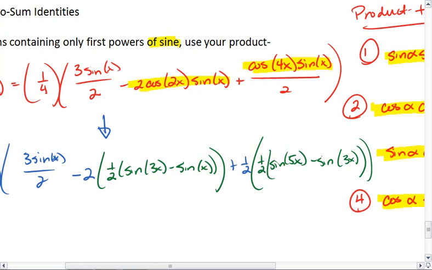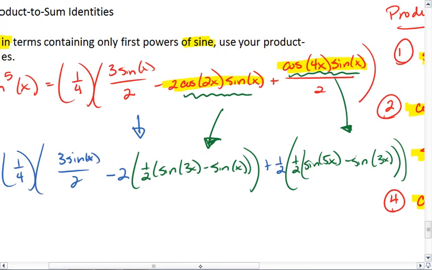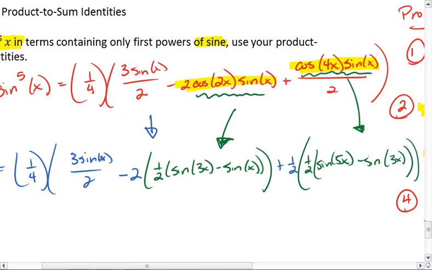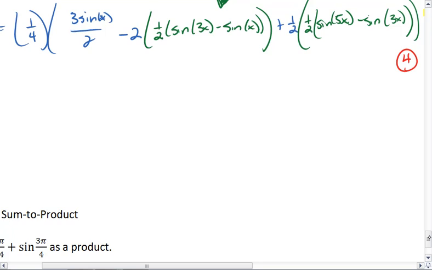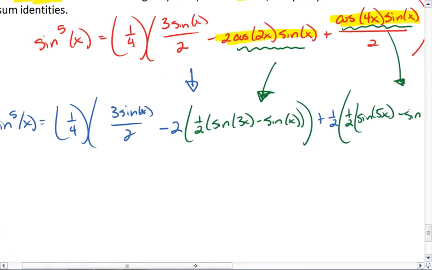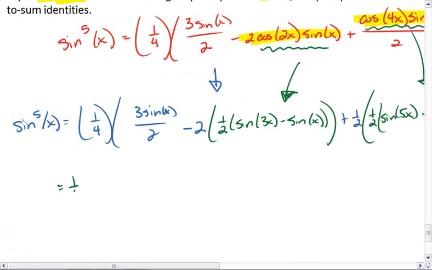Okay, so far so good. We took out the cosine 2x sine x and turned it into what we have here in green. And again, we took out the cosine 4x sine x and turned it into what we have here in green. We now need to simplify. What we get is 1/4. Actually, we can just distribute that 1/4.